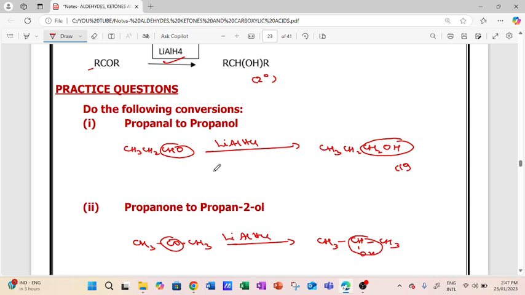You have to keep this reaction in your memory: reduction of aldehydes and ketones to hydrocarbons and alcohols. And some oxidation reactions are there. In coming videos I'll be uploading that.